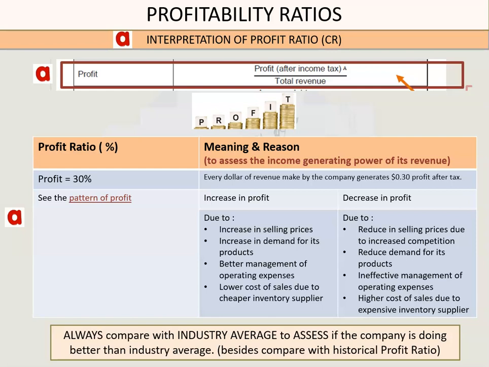When there is an increase in this ratio, it may be due to an increase in selling price, increase in demand, better management of operating expenses, or even lower cost of sales because of a cheaper supplier. When the profit ratio decreases, it might be due to reducing selling prices because of increased competition. It may be due to a reduced demand. Maybe management of expenses is ineffective, or there can be a higher cost of sales, maybe because suppliers are charging more expensive prices for the products or the materials.